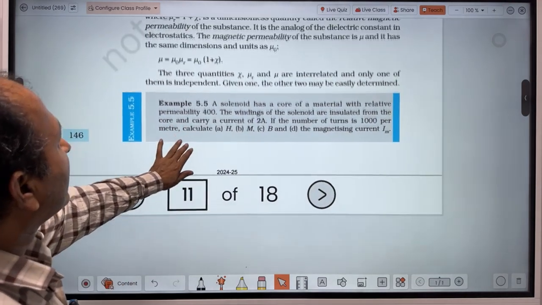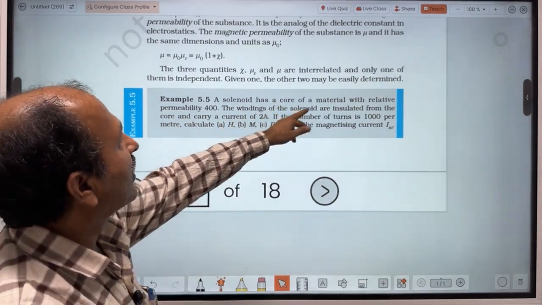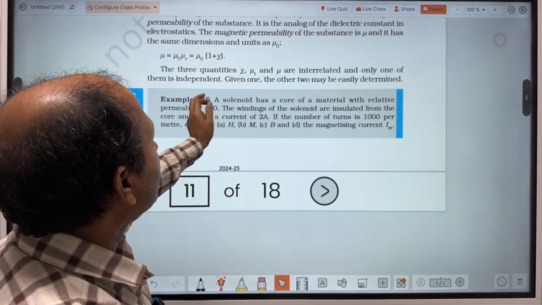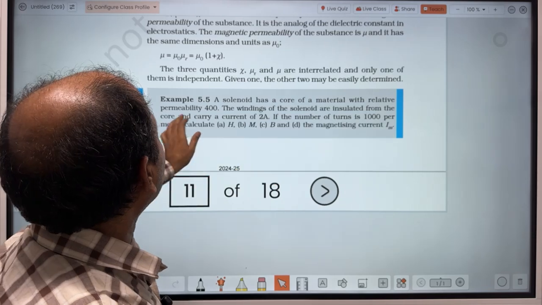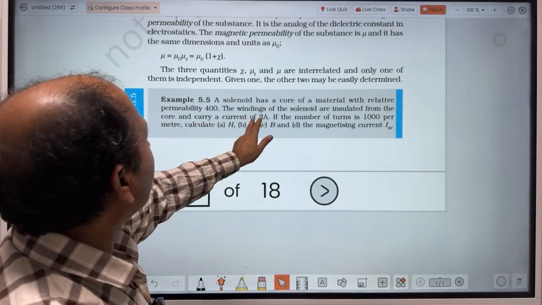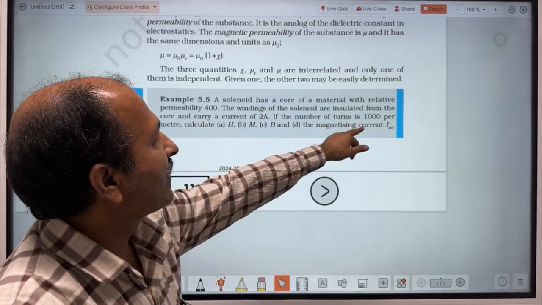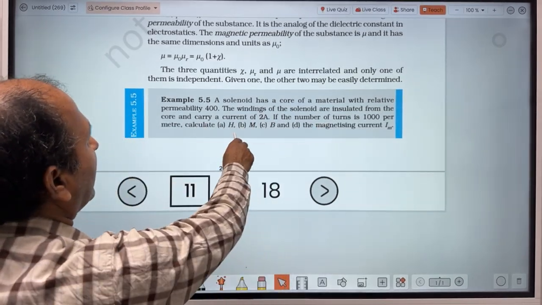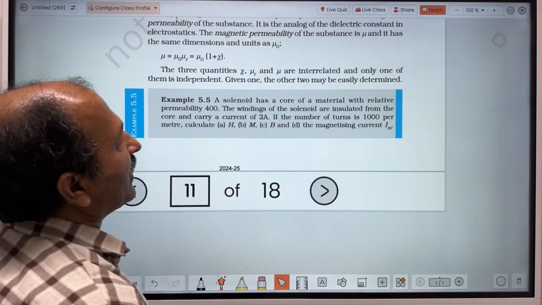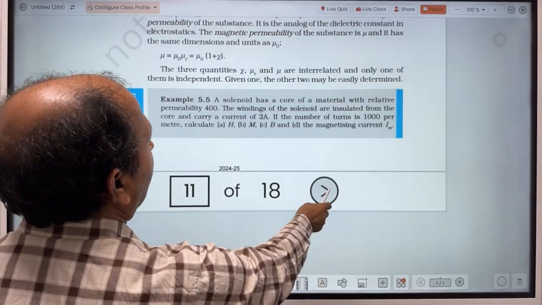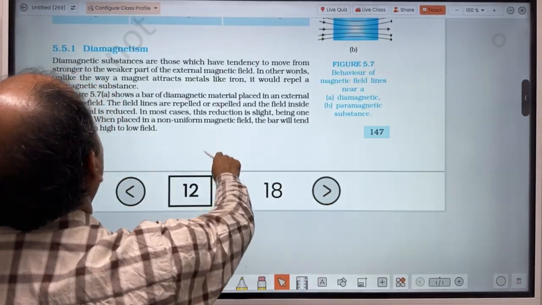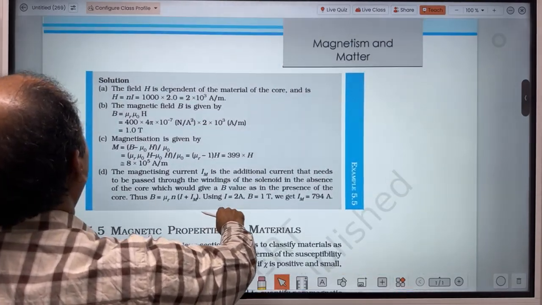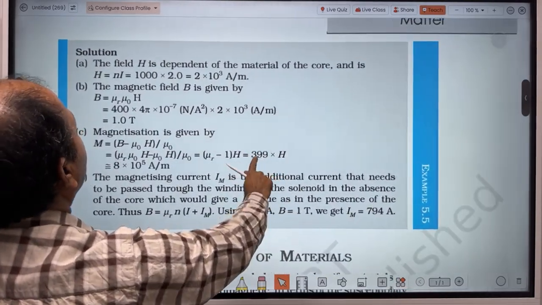The numerical says there is a solenoid which has a core of material with a relative permeability of 400. Mu r is given as 400. The windings of the solenoid are insulated from the core and carry a current of 2 ampere. We are given the value of current. The number of turns is 1000 per meter, so that is the value of small n. We have to find H, M, B and the magnetizing current Im. So the question is simple. We can easily calculate. So let's do it one by one.